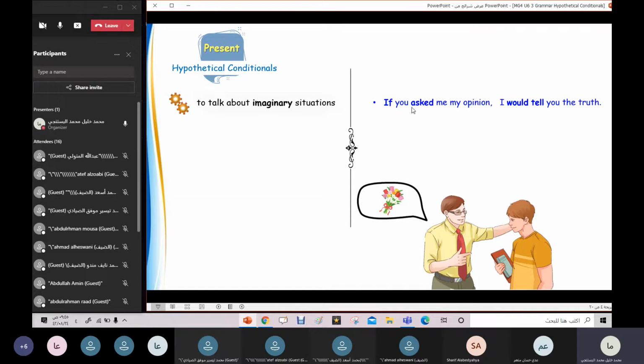You realize here we use the simple past after if, and in the second part we use the modal with the verb without endings. If we knew where she lived, we could send her flowers. So here we talk about present hypothetical conditions, to talk about imagined sentences, imaginary situations. Look at the form.